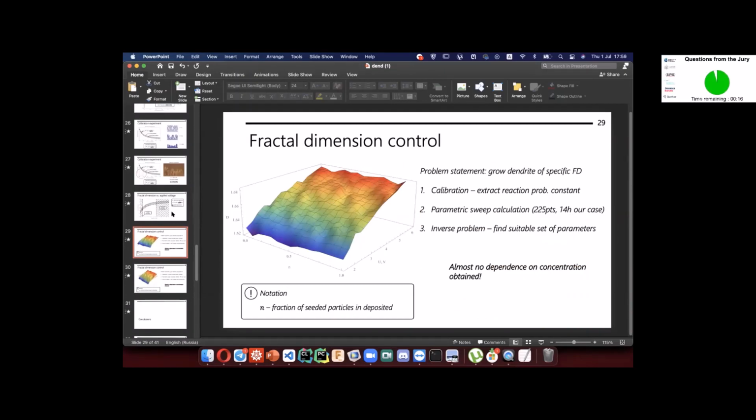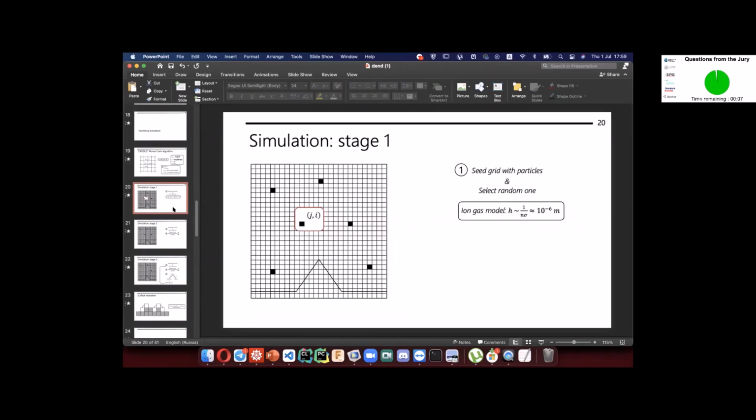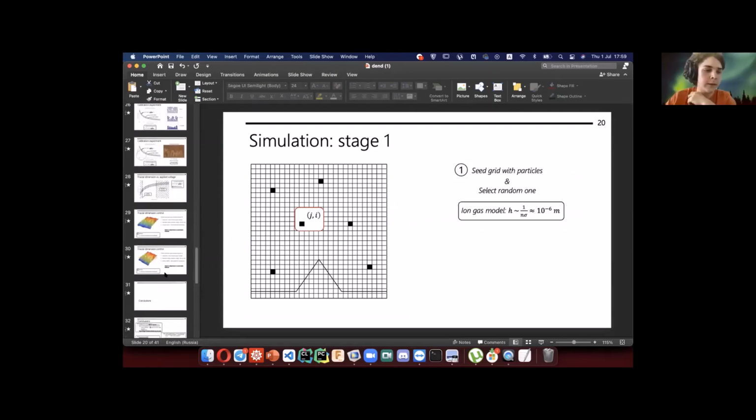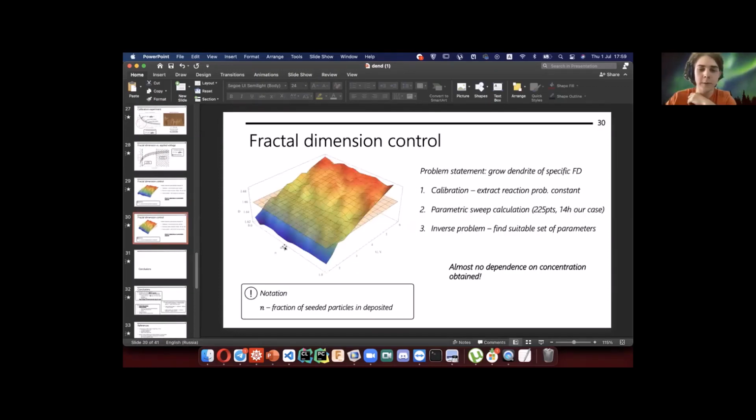Maybe I'll ask a question as well. For these particles that are randomly distributed, did you try to somehow induce a larger or smaller number of them experimentally? Yes, and that's presented on this plot. We conducted 225 numerical experiments, depending on the applied voltage and the concentration in our simulation. This concentration basically represents the amount of initial seeding particles in our simulation, and that's how the fractal dimension depends on the set of these two parameters.